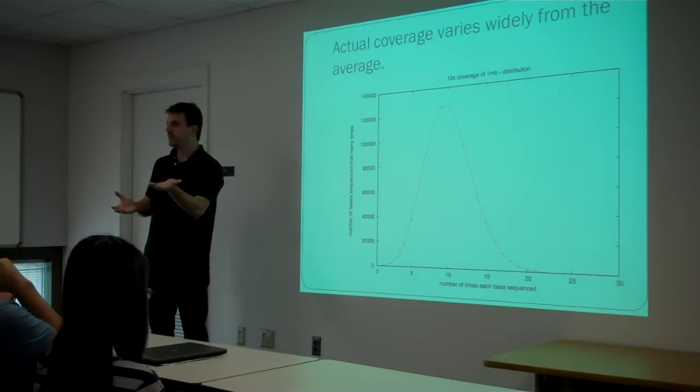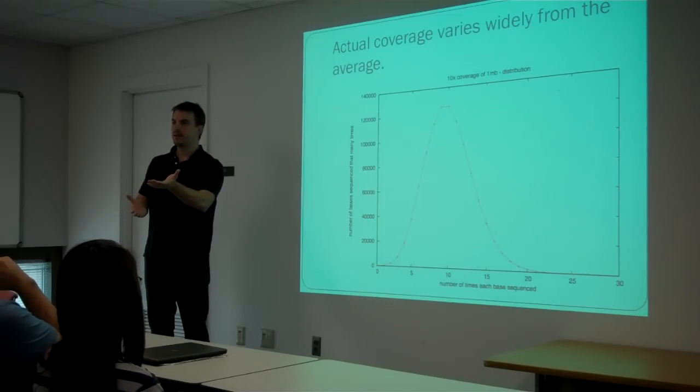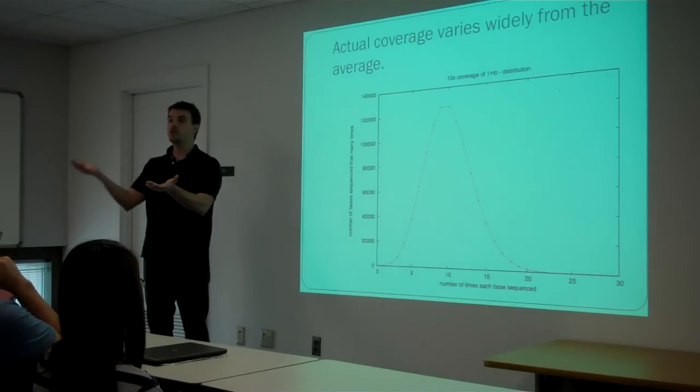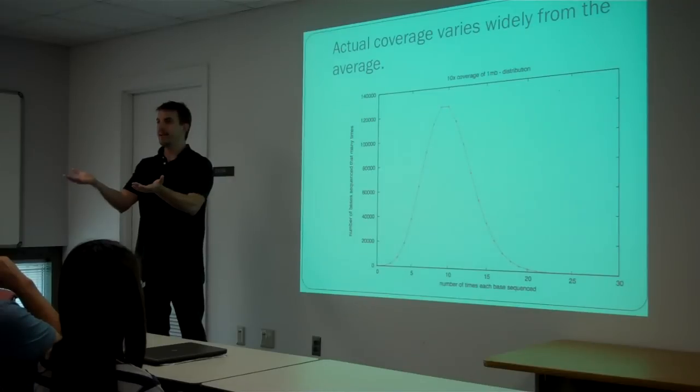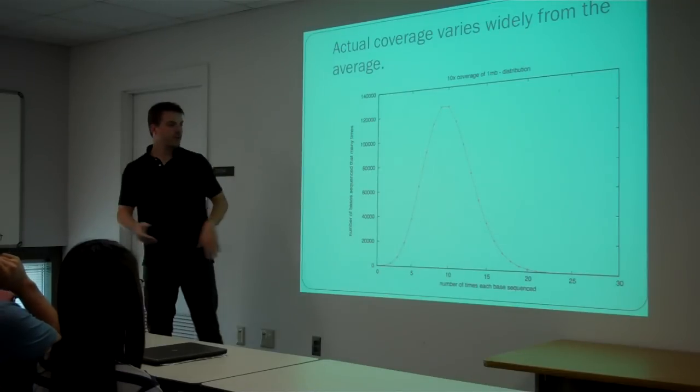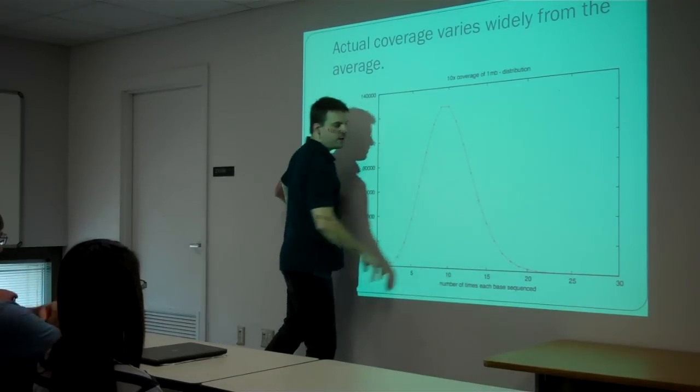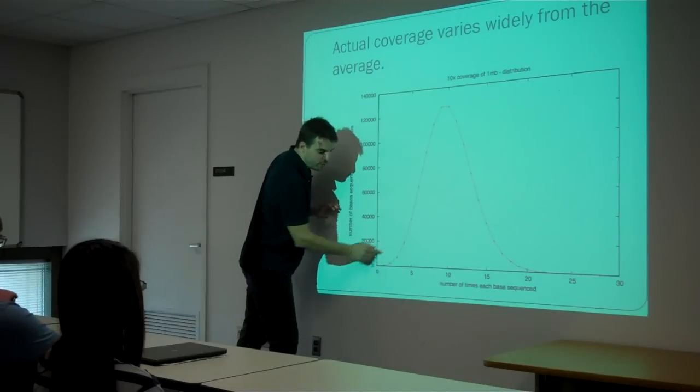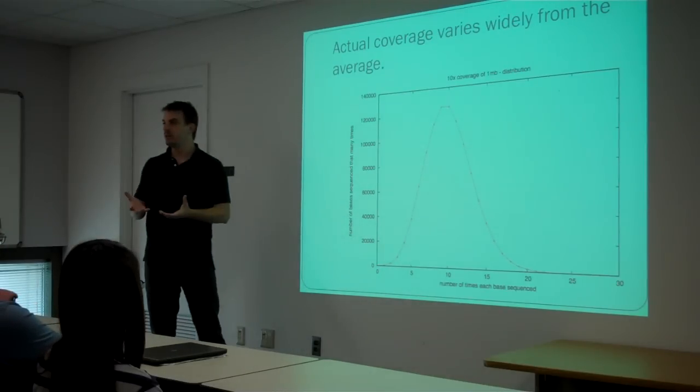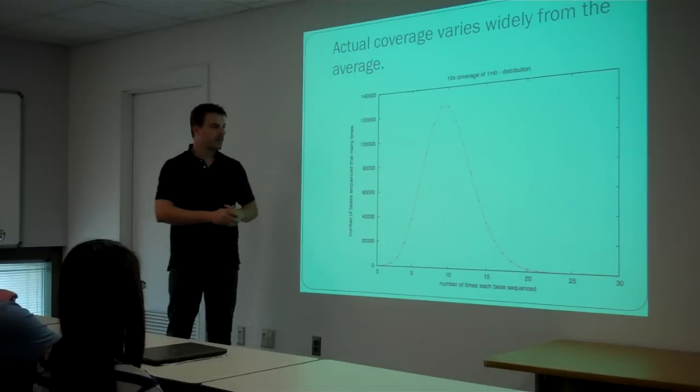A 3 gigabase genome is 3 times 10 to the 9 bases, and you need 100 copies, on average, of every piece of sequence in that genome in order to shift the sampling curve far enough to the right that you have virtually no fragments of the original genome with zero coverage. Then we can put it back together.